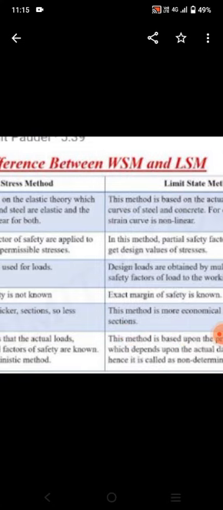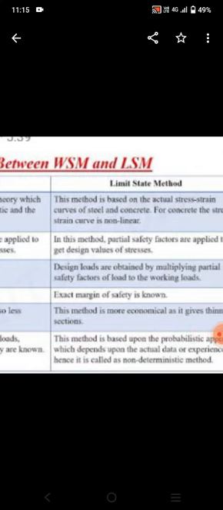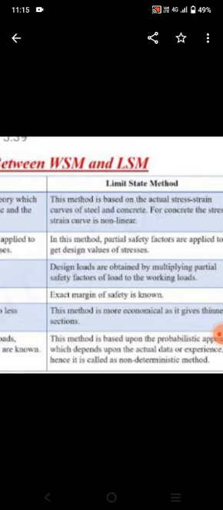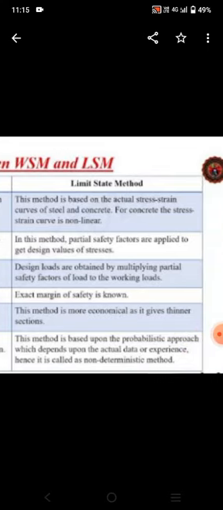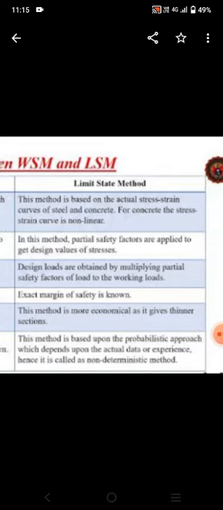And the last difference is that in this method, it is assumed that the actual load, permissible stress, and factor of safety are known. So this is known as a deterministic method. And the LSM method is based upon a probabilistic approach, which depends on actual data and experience. So it is called a non-deterministic method.